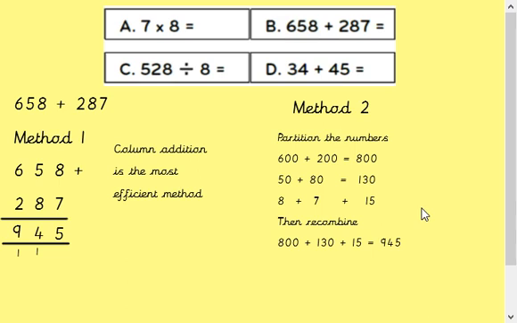Method 2, I would use the way we've been looking at things, partitioning, the easiest way if you're not going to use column. So partition the numbers up, you can see I've done that here, and then I add the hundreds together first. So 600 and 200 would be 800. 50 plus 80 would be 130, and then 8 add 7 would be 15. And then I would need to recombine the numbers, which would give me 945, and I can see that that's the same number as the abstract method, so I know that I've got the answer correct.